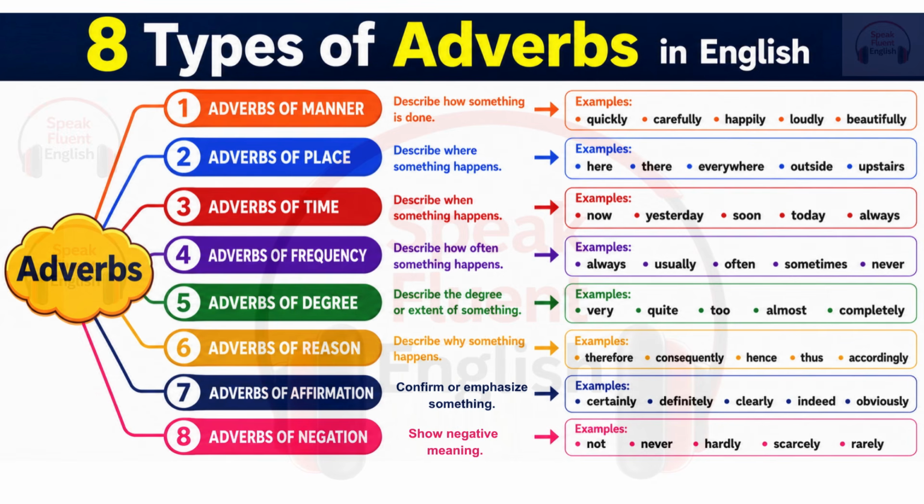These adverbs describe the degree or extent of something. Examples include very, quite, too, almost, and completely. They help us understand intensity or level. Let's start practicing some simple sentences.